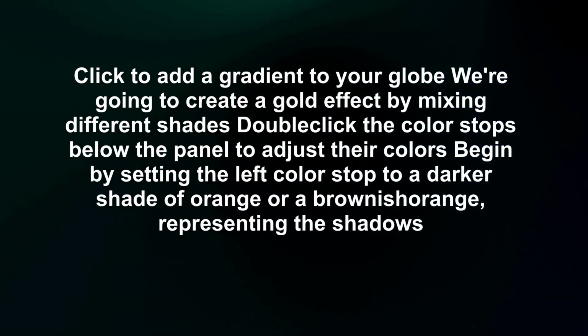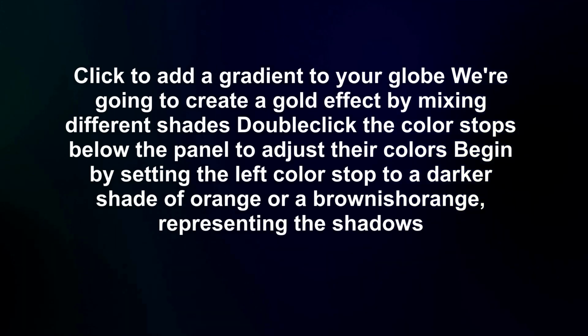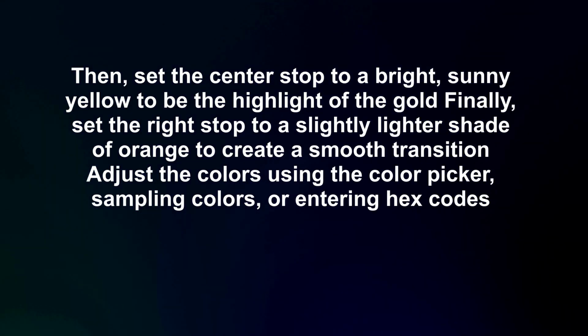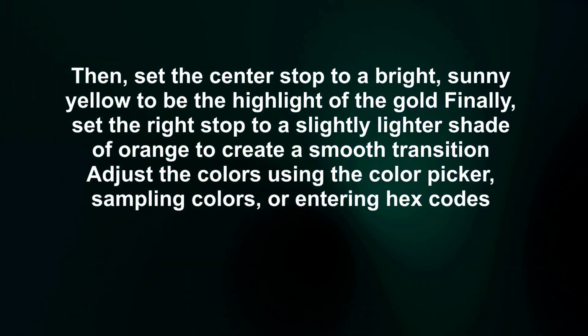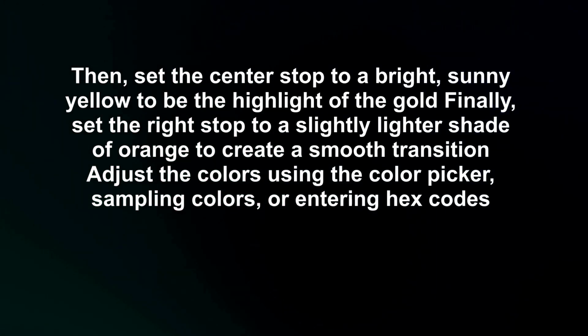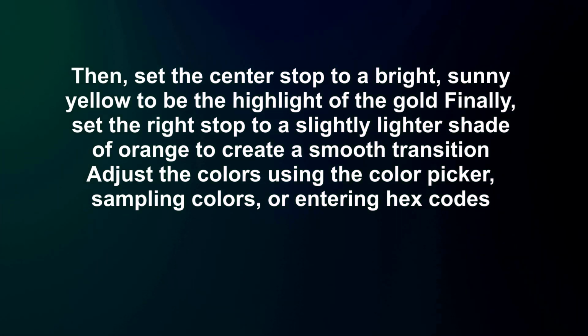Begin by setting the left color stop to a darker shade of orange or a brownish orange, representing the shadows. Then, set the center stop to a bright, sunny yellow to be the highlight of the gold. Finally, set the right stop to a slightly lighter shade of orange to create a smooth transition. Adjust the colors using the color picker, sampling colors, or entering hex codes.